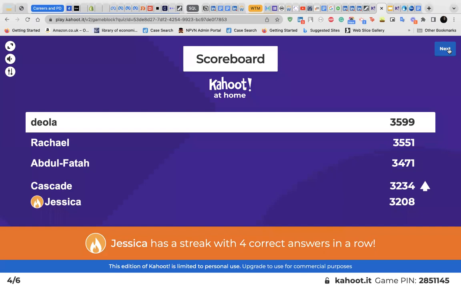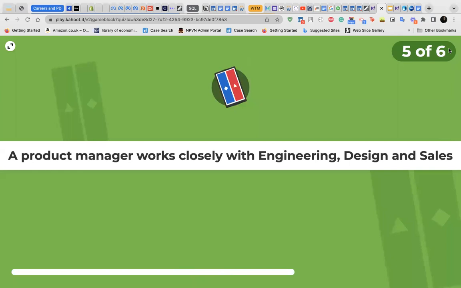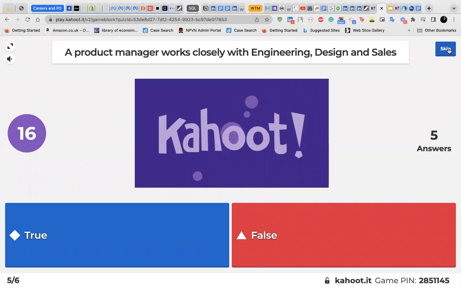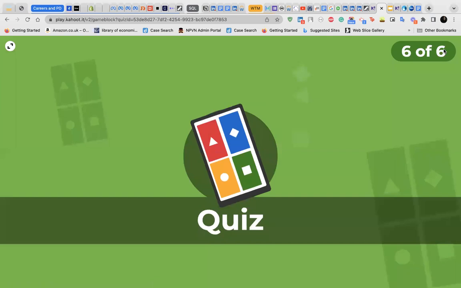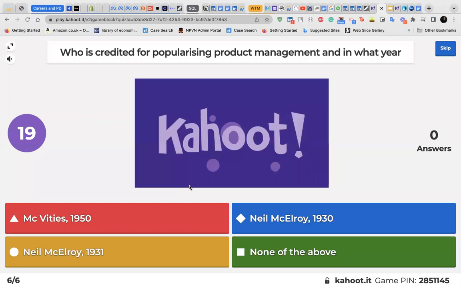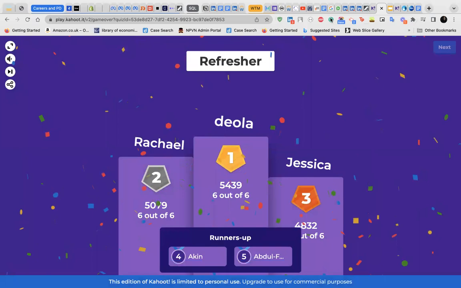A product manager works closely with engineering, design, and sales. Is this true or is this false? Anybody who misses this, I'm very angry. Wow. Nice one. This is the last question. Who is credited for popularizing product management and in what year? Mark Vitti in 1950, Neil McElroy in 1930, Neil McElroy in 1931, none of the above. Nice, nice. Well done, guys. I'm very happy that you made it there.